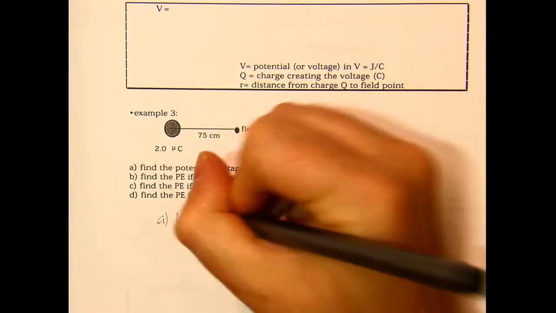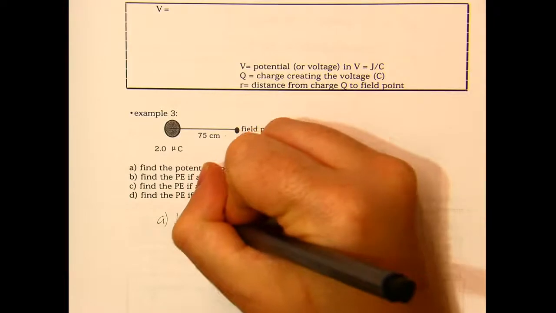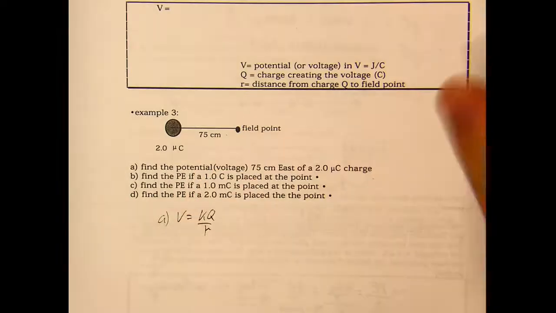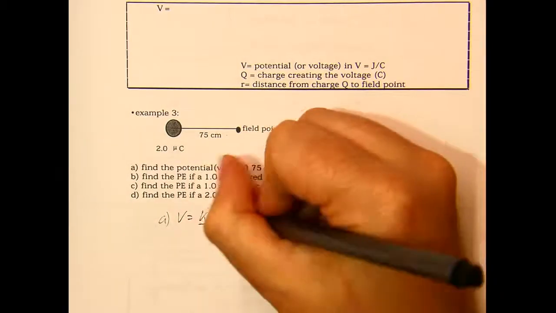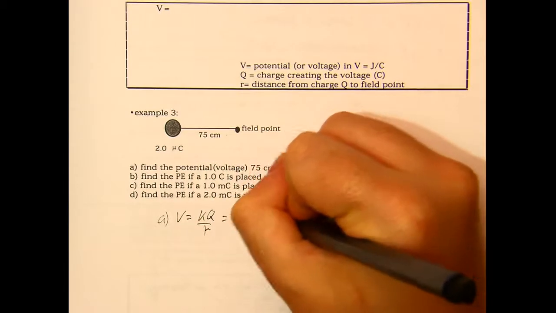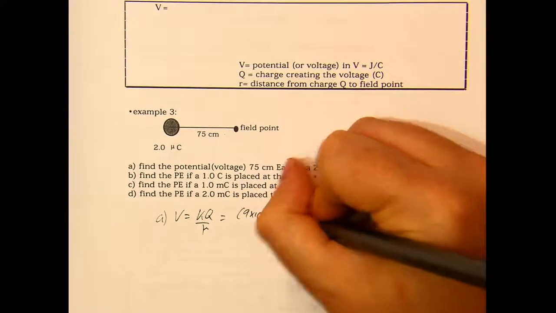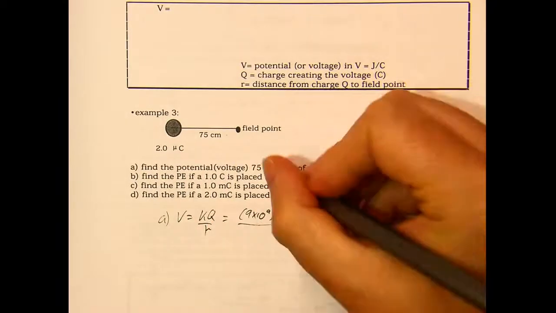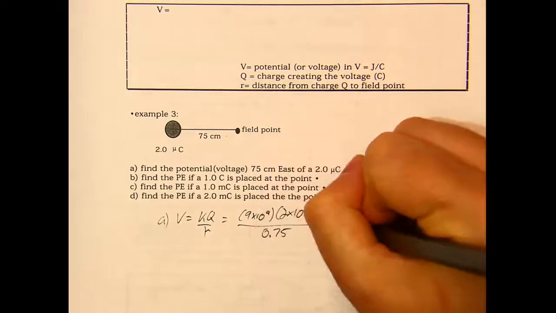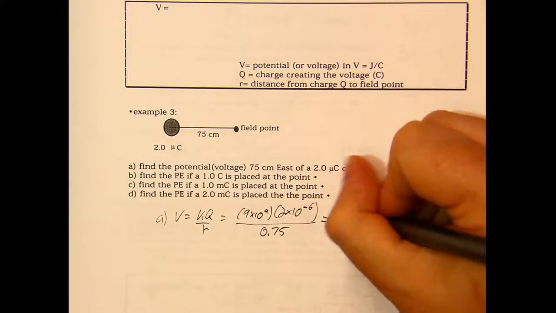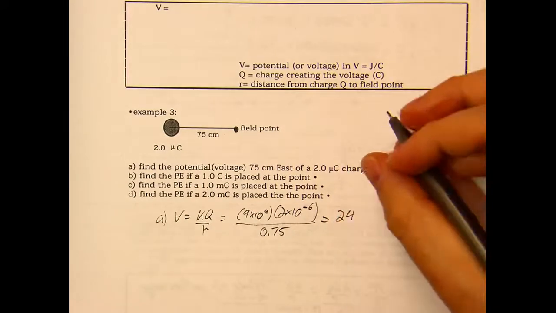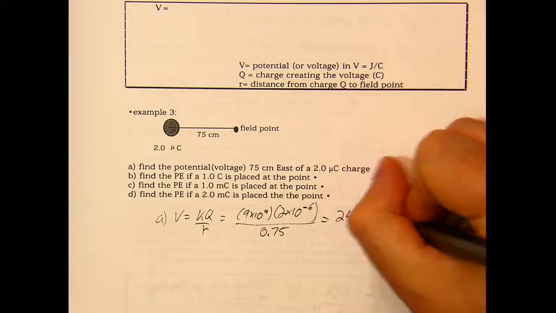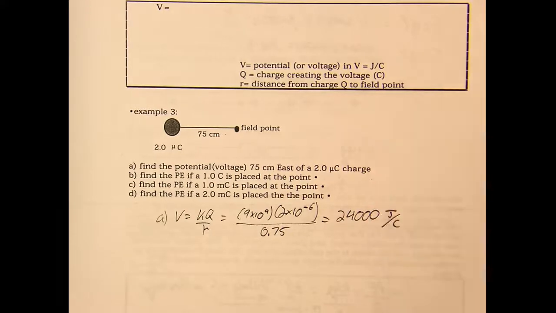So the voltage at that point is going to be kq over r, or the potential energy, also just called the potential. So 9 times 10 to the 9. Q is 2 times 10 to the negative 6. R is 0.75. So the voltage there is 24,000 joules per coulomb of charge.